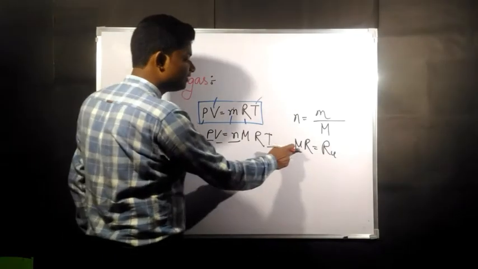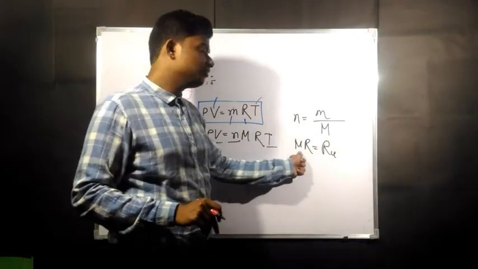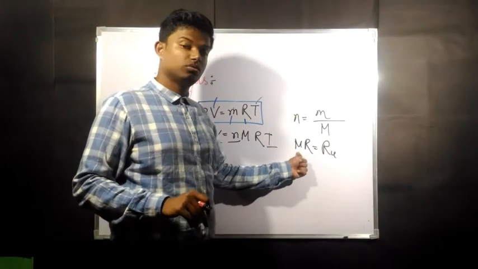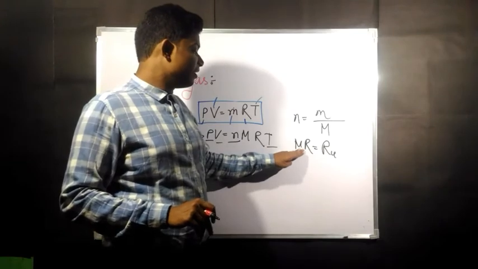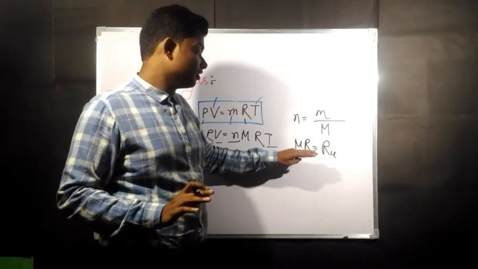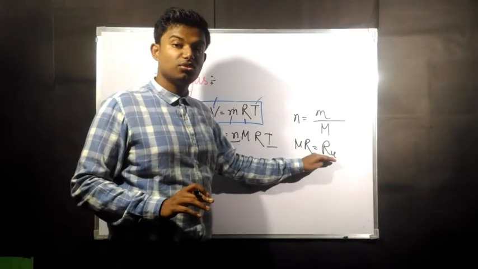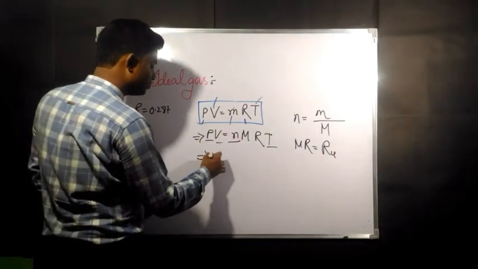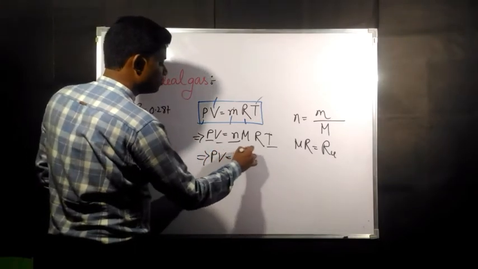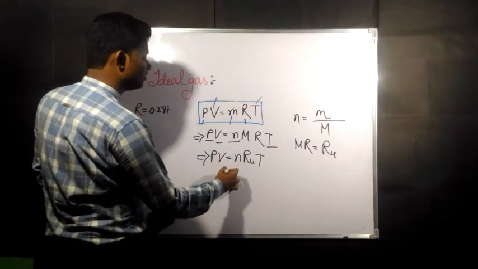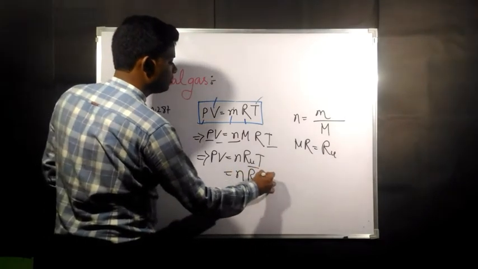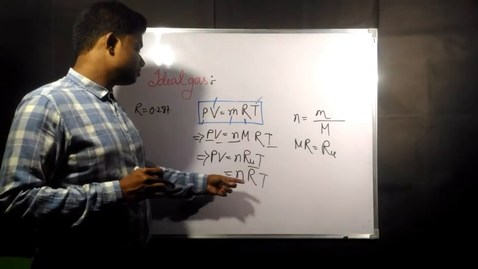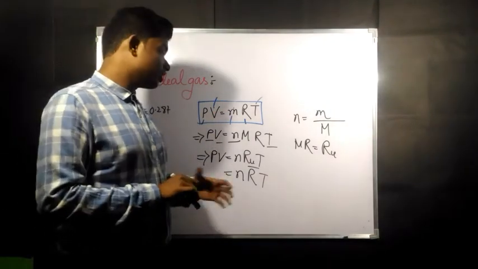And this M is also different. For oxygen, this M is going to be 32, for hydrogen H2 it is going to be 2. So for every gas this M is different, this R is different for every gas, but this product is always going to be constant, which is known as the universal gas constant. And that is how we get this equation PV equals n into Ru into T. In some places they also write it as n into R dash into T. This is the difference between PV equals mRT and PV equals nRT. I hope you understood this.